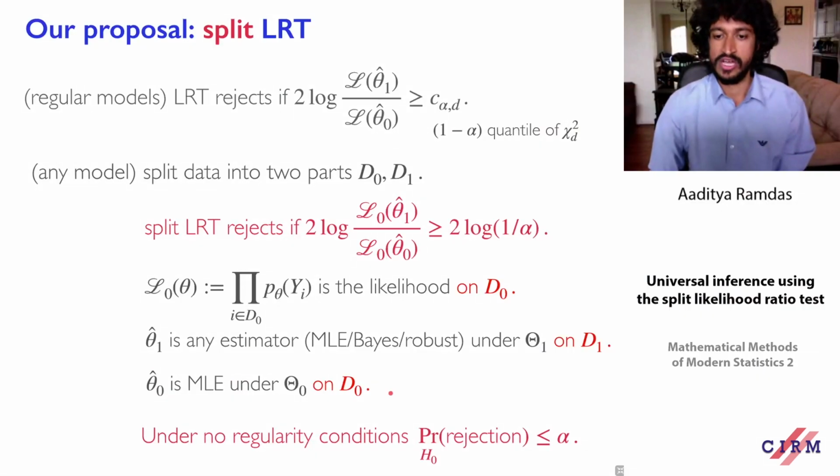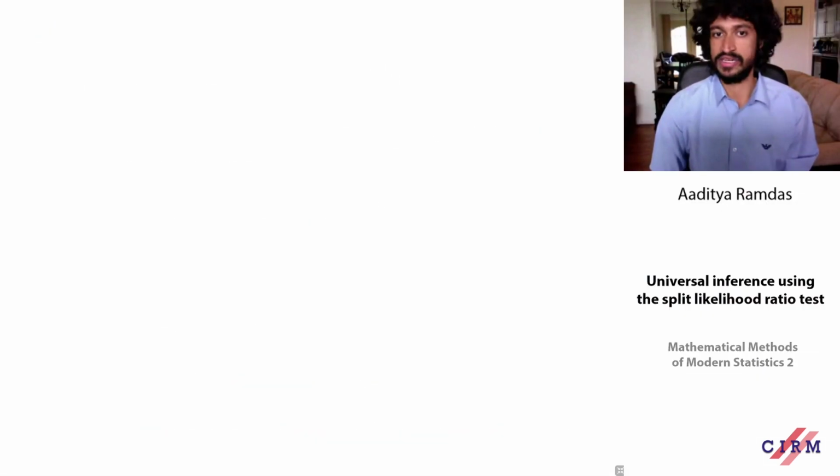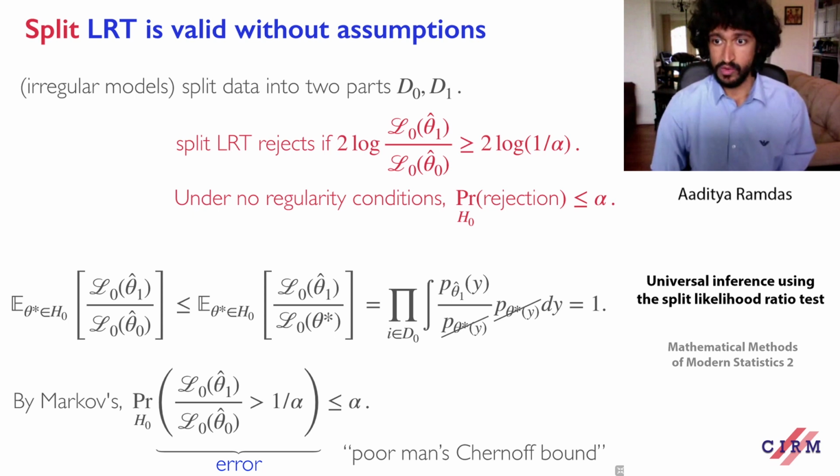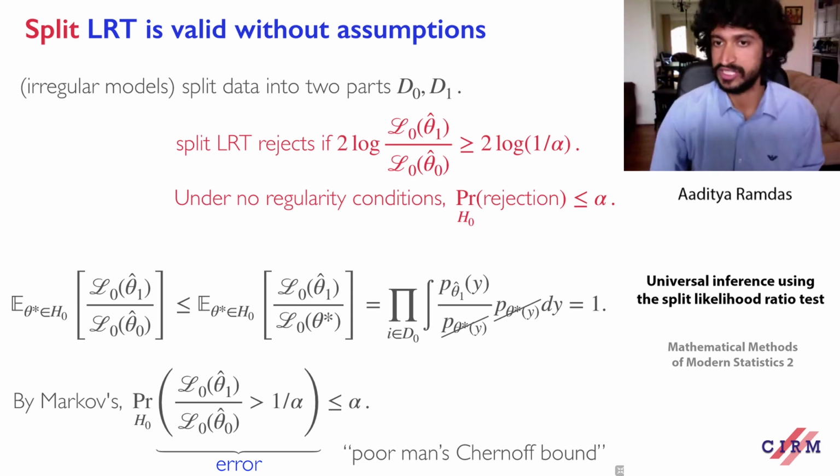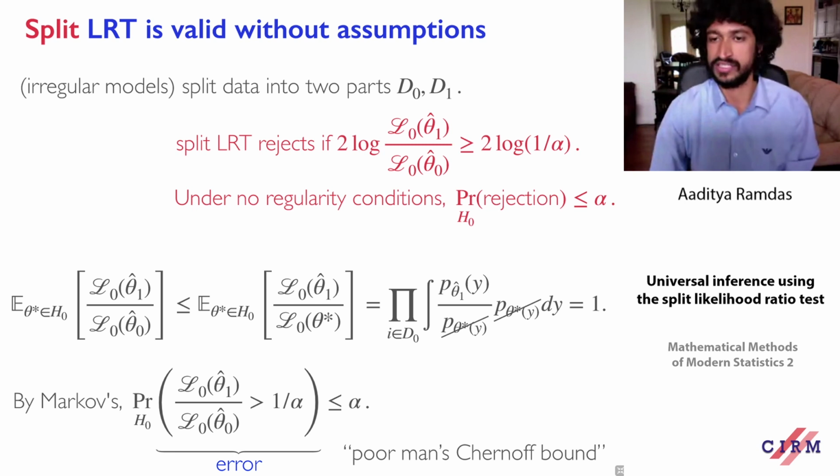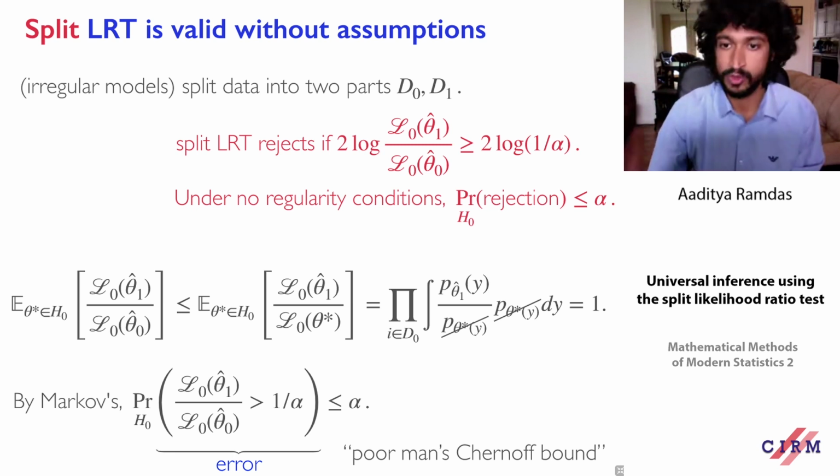All right. So let's think about this a little bit more. Why is the split LRT valid without assumptions? Again, the top is just a summary of the previous slides. We split the data, calculate this split LRT statistic, and test, and that's our claim. So the claim is proved in one line. So let's look at that.